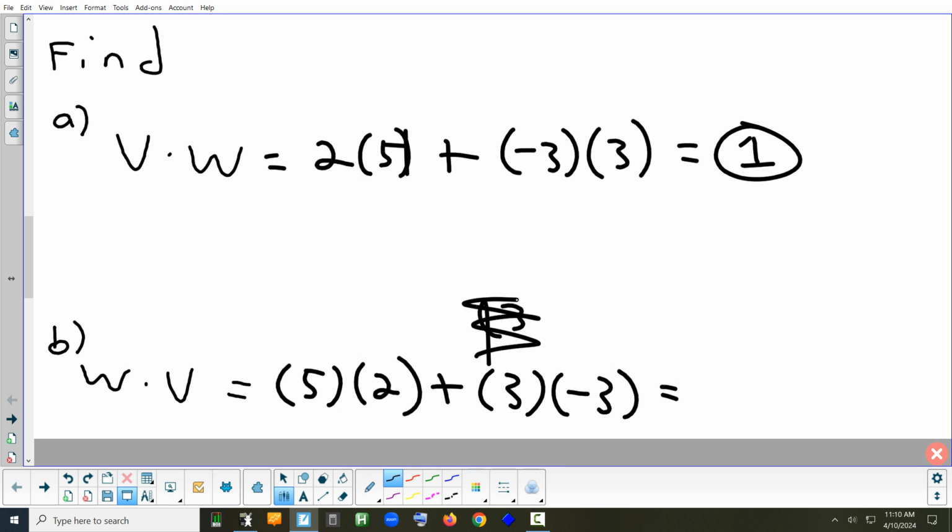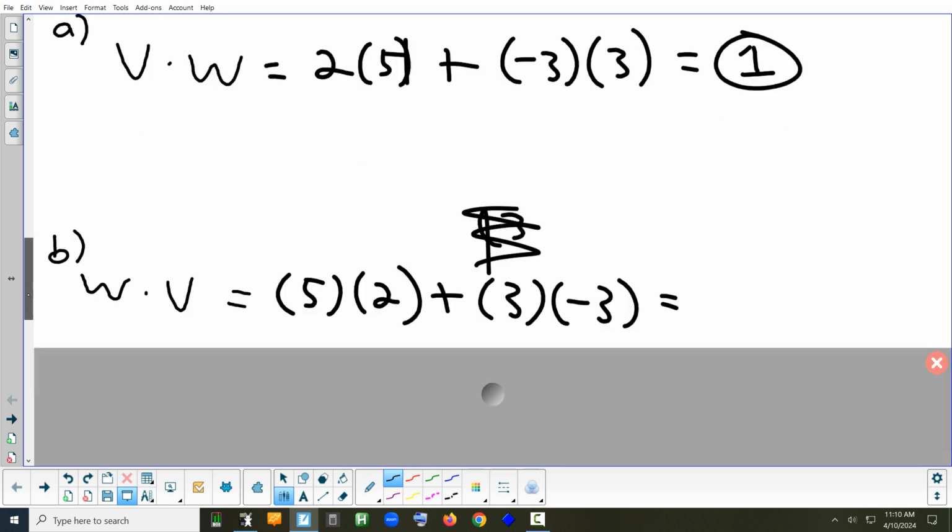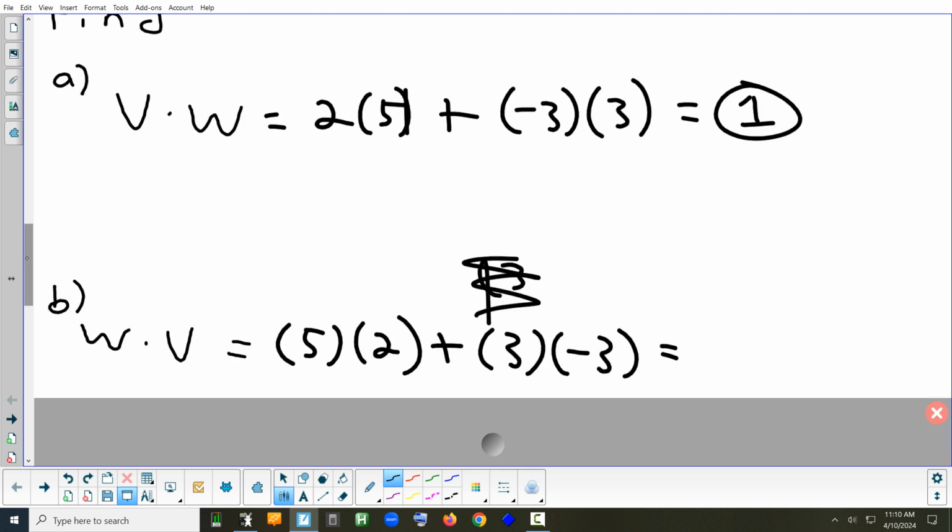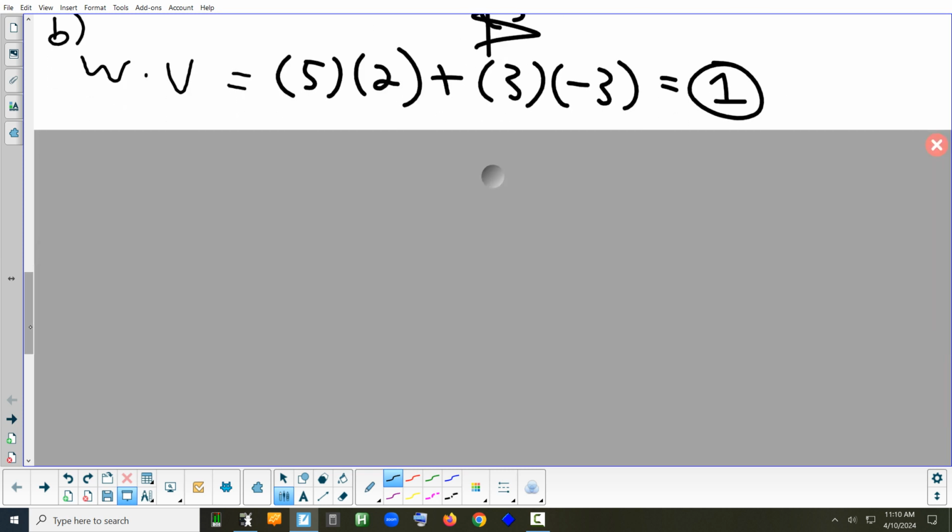So what does that come out to for a dot product? It's still going to be 1. So the dot product, it doesn't prove it, it shows it in this particular example. But in general, the dot product is commutative. If you change the order, you still will get the same answer. Okay. Any question on that one?